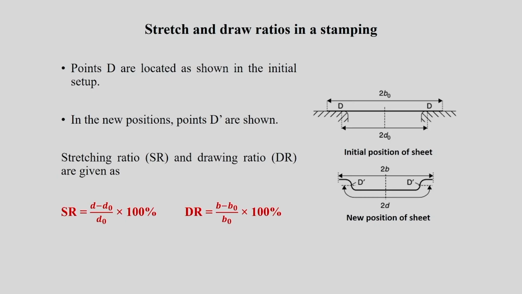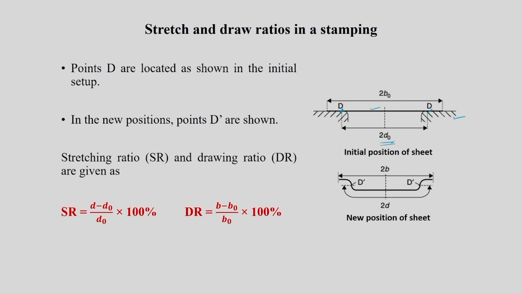Okay, some typical schematic is given here. You can see that this is your die, and this black color line is your sheet or blank. Okay, and you will see that some dimensions are given here. These 2 points are called D, so the distance between them is 2D naught.